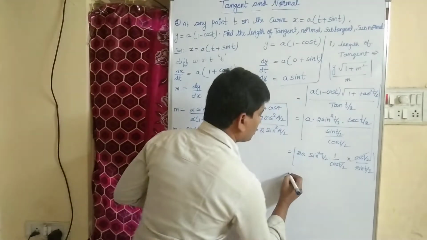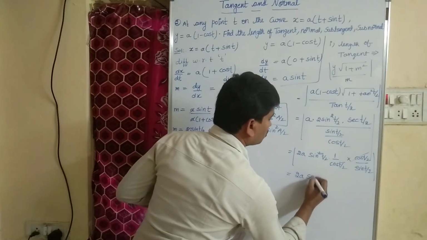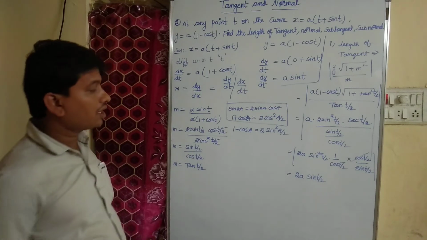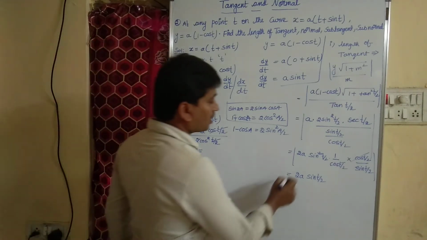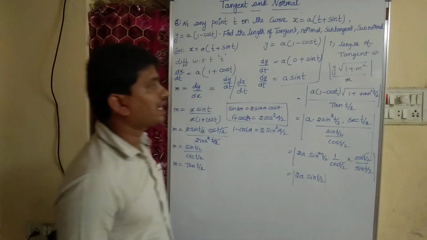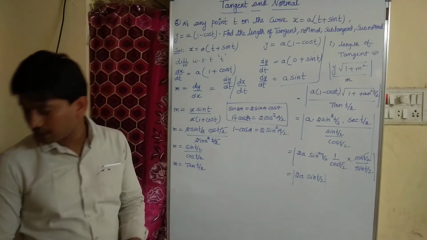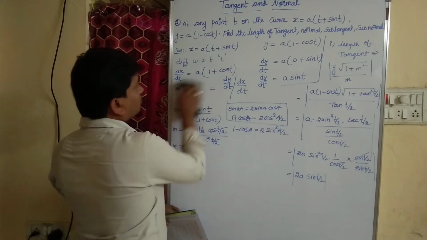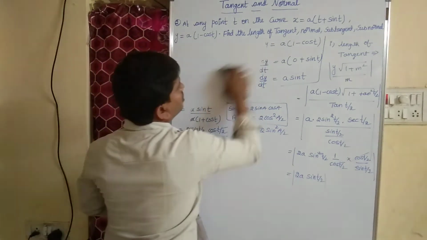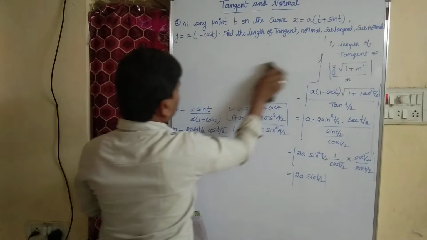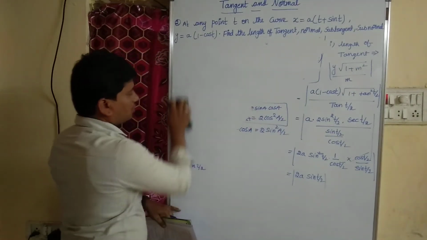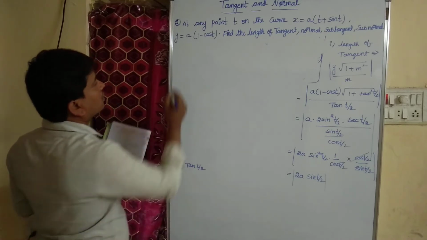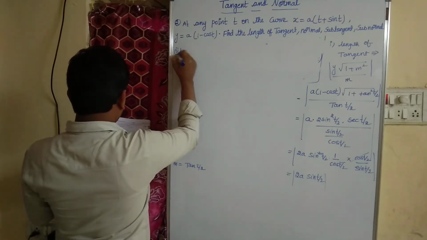So what we got, children? We got 2a into sin t by 2. So what is the length of tangent? The length of tangent is 2a into sin t by 2. Children, did you understand? We found only length of tangent. Now coming to second question, we need to find the length of normal. Second question is length of the normal.